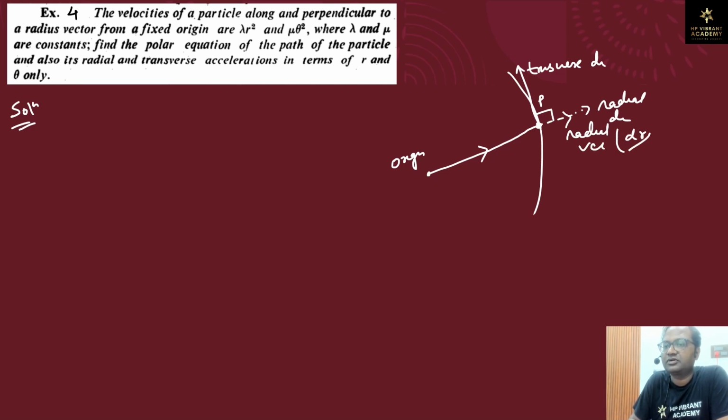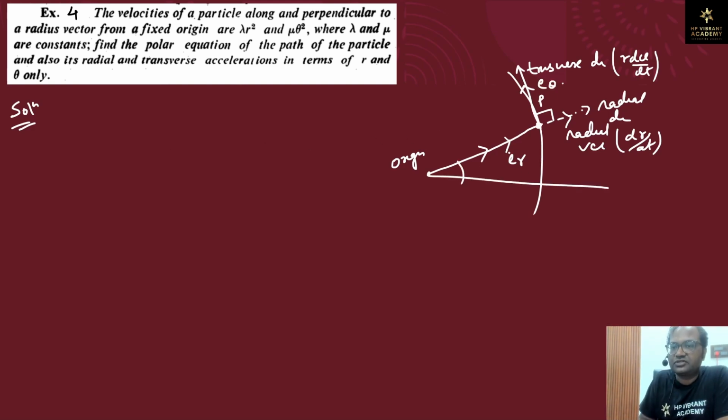The velocity along the radial direction is the radial velocity, dr/dt. The velocity along the transverse direction is the transverse velocity, r dθ/dt. The unit vector along the radial direction is er, and the unit vector along the transverse direction is eθ. So how can we represent the velocity at point P? Velocity at P is equal to (dr/dt) into er plus (r dθ/dt) into eθ.